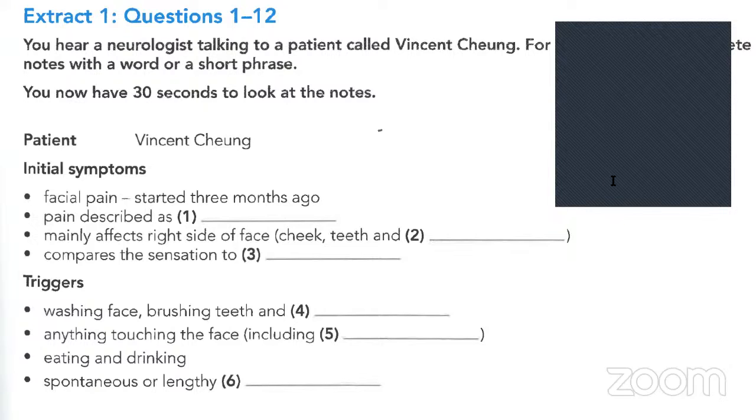Next question number four. 7, 6, 5, 4, 3, 2, 1, submit. Yeah, many people have written many different spellings, but this is the correct spelling. Wrong spelling, you lose your mark.